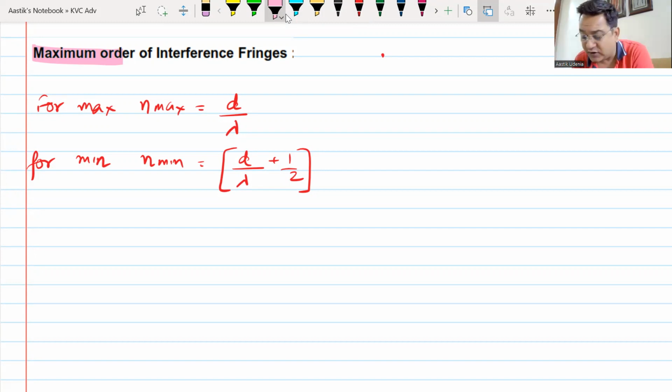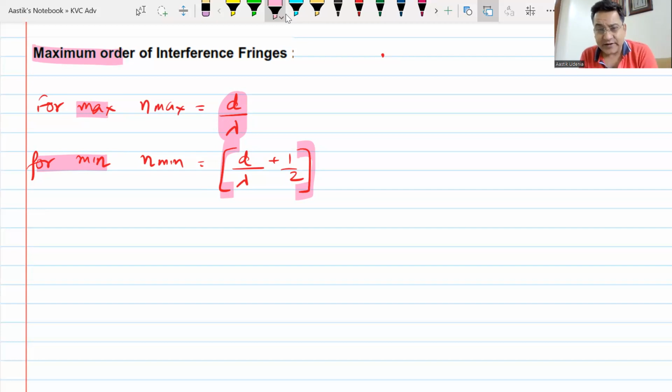It is only valid for small thetas, and therefore for those small thetas, the maximum number of fringes that you can get for maxima are d by lambda. The total number of fringes of minima that you are going to get is d by lambda plus half. And do you understand this symbol? This is the symbol of greatest integer. Do you understand this? Yes, sir. So the maximum number of maximas or minimas that you can get is known as the maximum order.